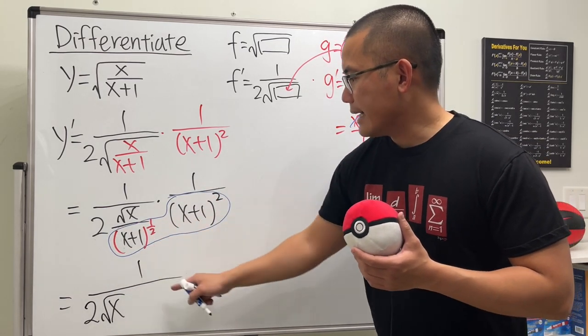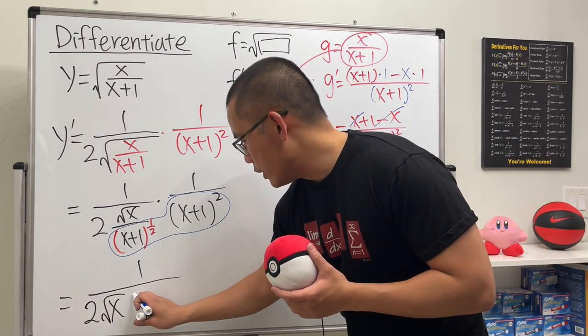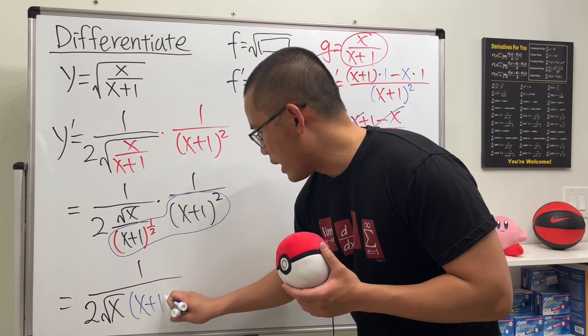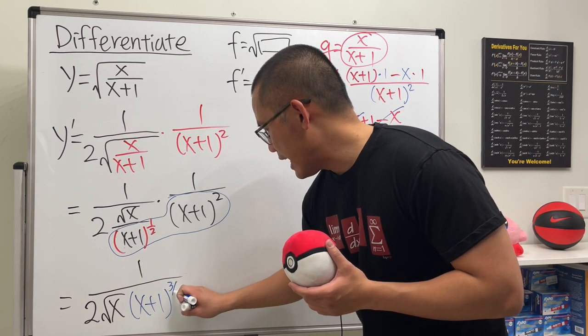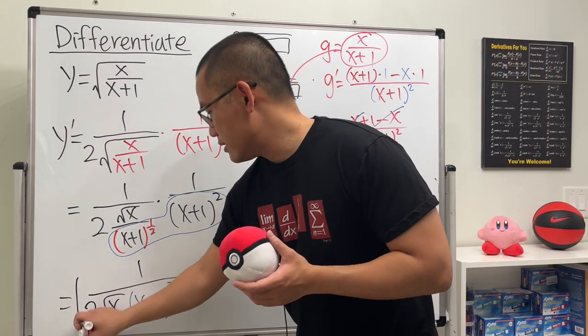So this over that, 2 minus 1 half, we get 3 over 2. And that will be the new power, and we'll put on parentheses, x plus 1 to the 3 half power. So that's the idea. That's how we simplify it. And this is the answer in the back of the book.